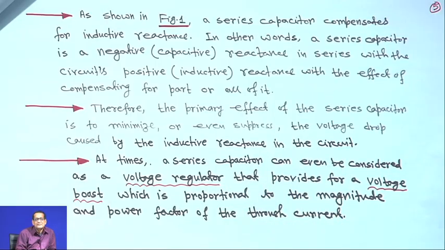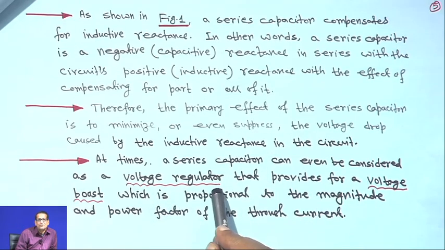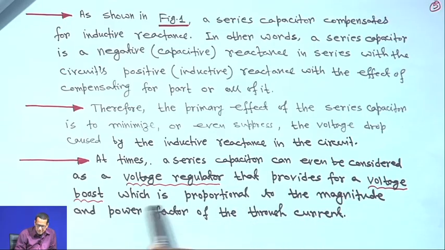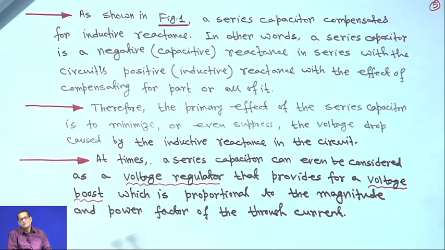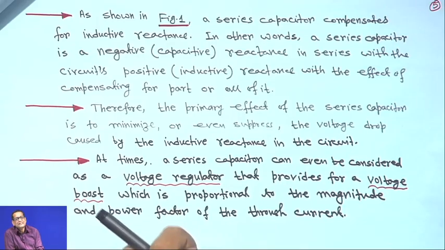So, using a series capacitor reduces the voltage drop in the line. Naturally, that means it is helping to increase the voltage in the network, right. At times a series capacitor can even be considered a voltage regulator, because it provides a voltage boost proportional to the magnitude and power factor of the through current, because QC is equal to I square XC. So the main, primary objective of the series capacitor is to increase the voltage level of the network, right.